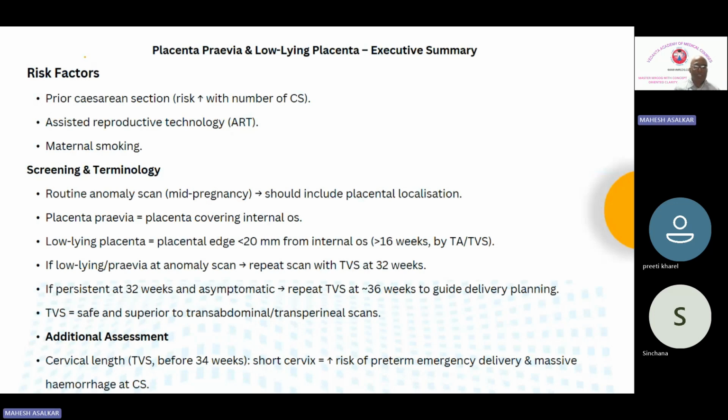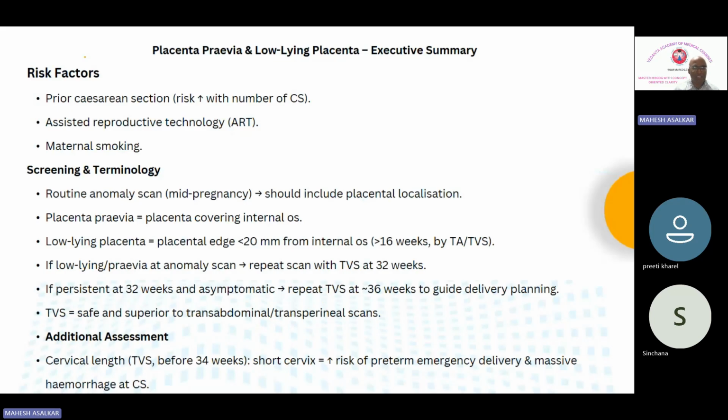Okay, so what are the risk factors for placenta previa and low-lying placenta? As usual in the Green Top Guideline, there is always an executive summary which is given. So we'll cover first the executive summary, and this will be followed by the detailed discussion on each point.